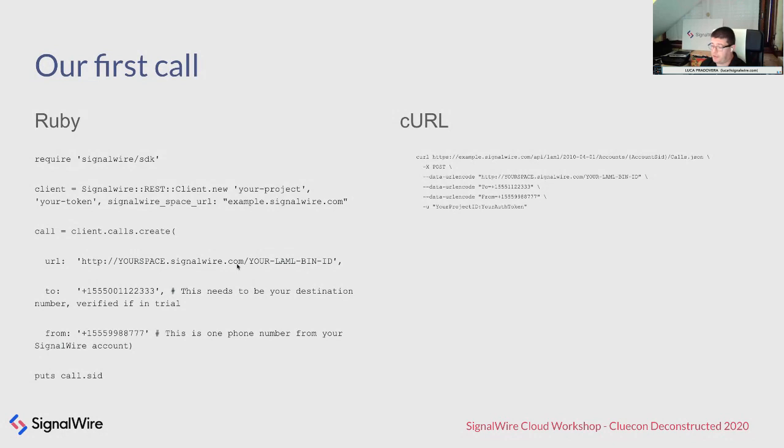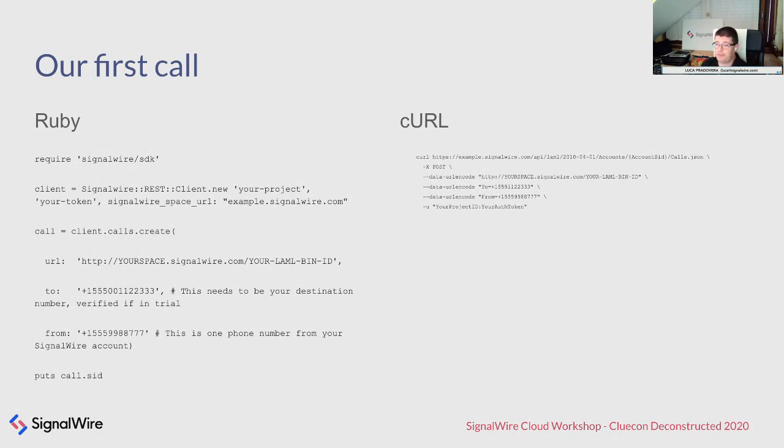Okay, so what will happen in this case is that when I run this code in Ruby, I will get a call on that number specified in to. And then when I pick up, the call will be handled by the URL specified here. So if I do this with my phone number and a URL that is the LAML bin we used earlier that says hello world, I will receive a call. And when I pick up, I will hear hello world. Not very useful, but it's very useful if you add features on it.